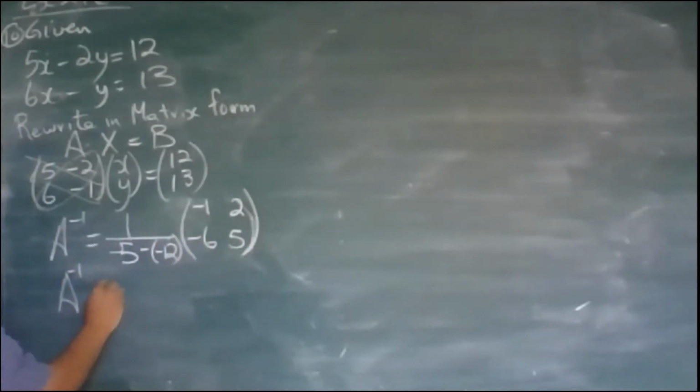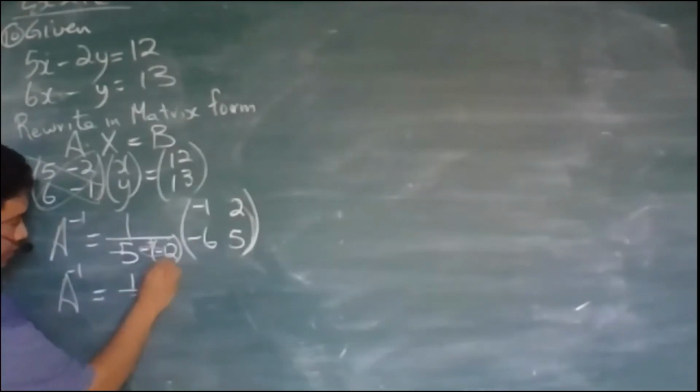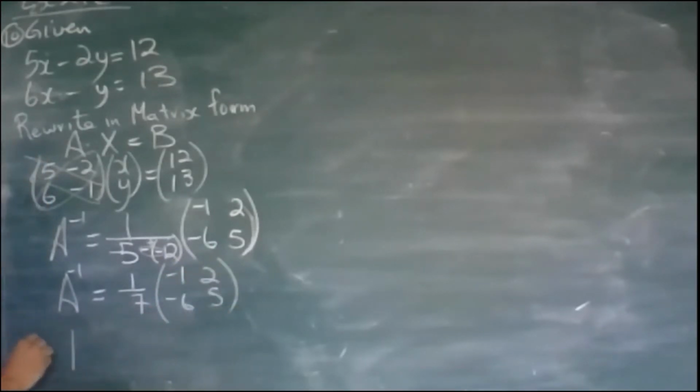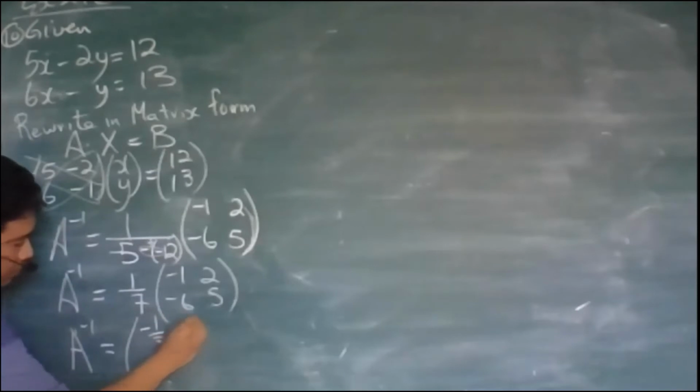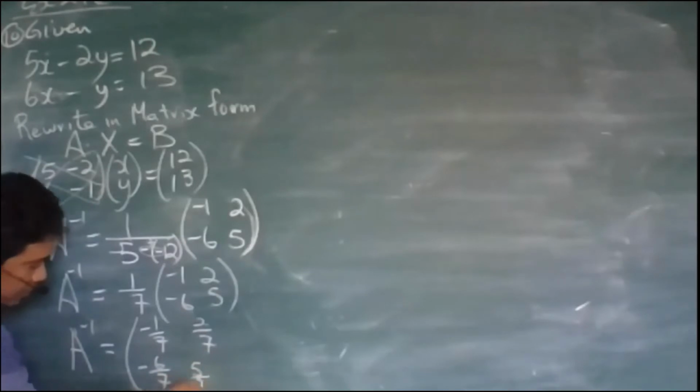Now, this will be a positive. So 12 minus 5 is 7. So that's basically saying 1/7 times negative 1, 2, negative 6, 5. So my actual inverse will be negative 1/7, 2/7, negative 6/7, and 5/7.